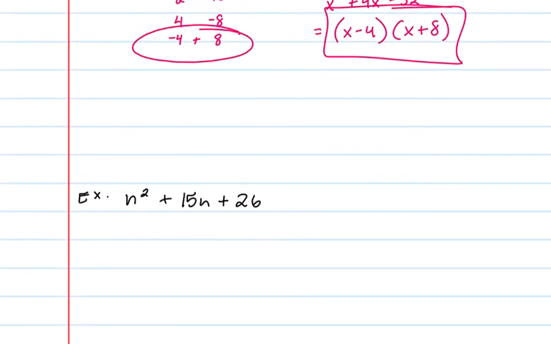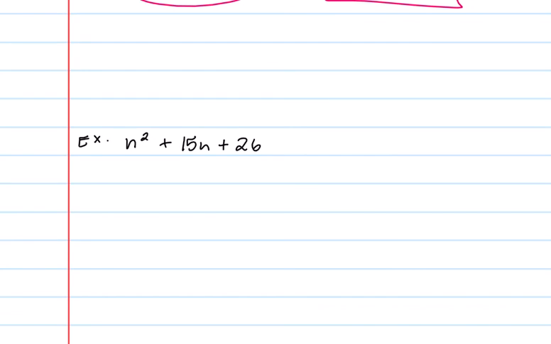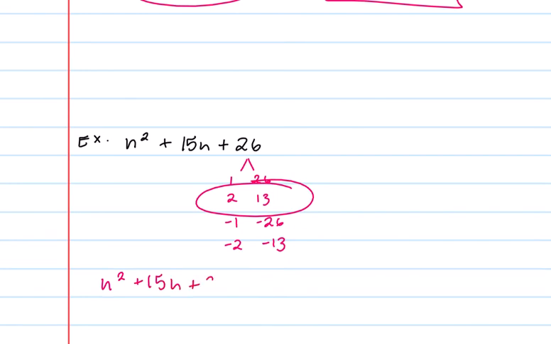Alright, so let's look at another example. N squared plus 15n plus 26. Alright, what are the factors of a positive 26? I've got 1 and 26, I've got 2 and 13, I've got a negative 1, negative 26, negative 2, negative 13. Think about all your options. Alright, which multiply to 26 and then add to a positive 15. And that would be, ding ding ding, positive 2 times positive 13. So, n squared plus 15n plus 26 equals n plus 2 times n plus 13.